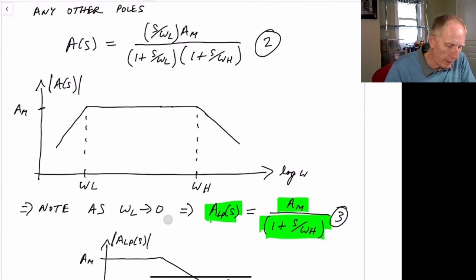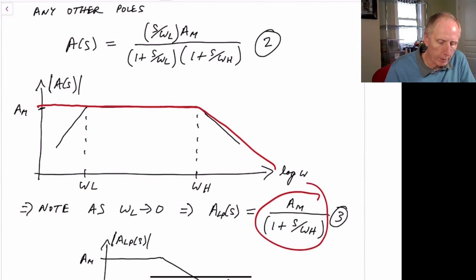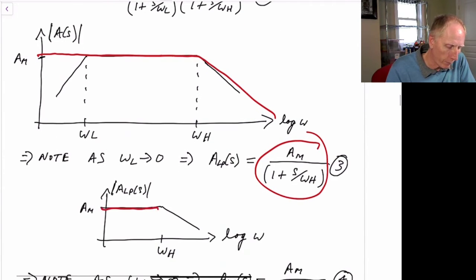So in other words, as omega L becomes smaller and smaller, we would just have a curve that would look something like this. That would be given by this equation here, as omega L went to 0. And that's shown in this curve right here.